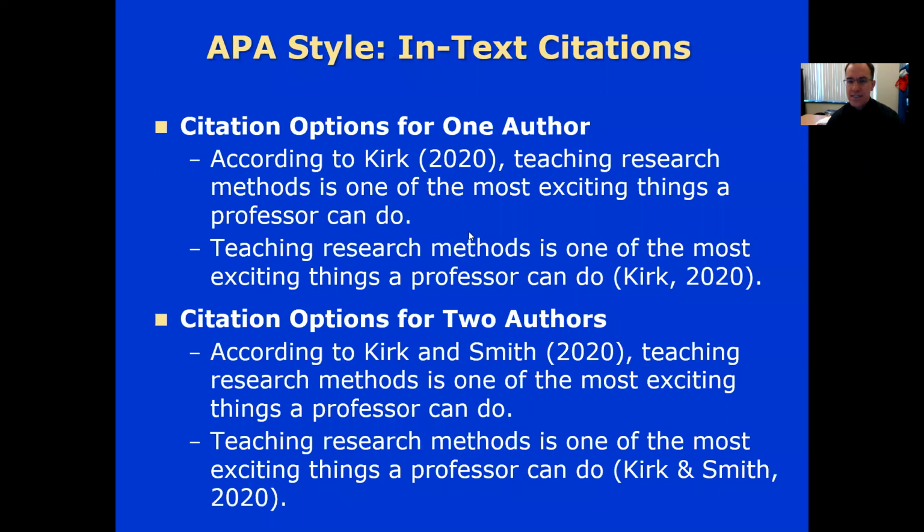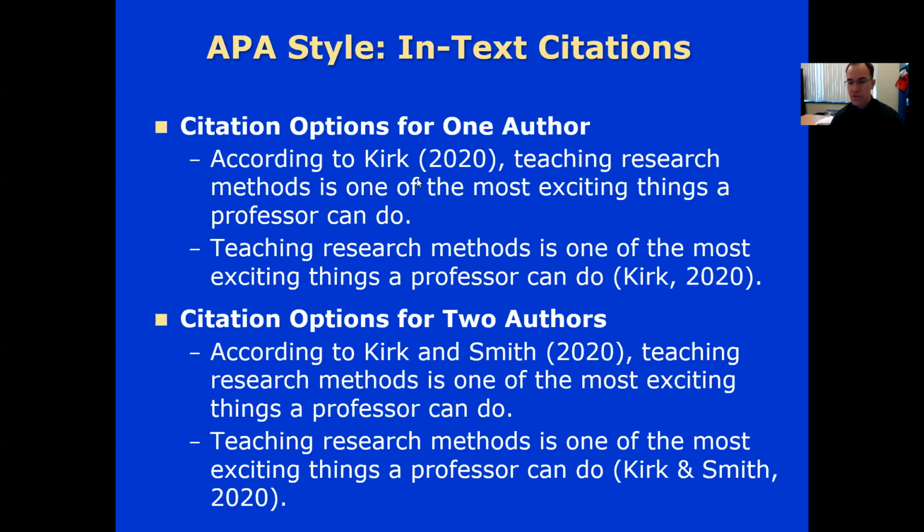So here are some in-text citations. When you're in the body of your review of literature, here are some examples of how to properly cite. The first is citations for one author. You'll notice the year can be inside parentheses when it's part of a sentence. So, according to Kirk (2020), teaching research methods is one of the most exciting things a professor can do. On the other hand, if it's at the end: teaching research methods is one of the most exciting things a professor can do. So you can see the difference.